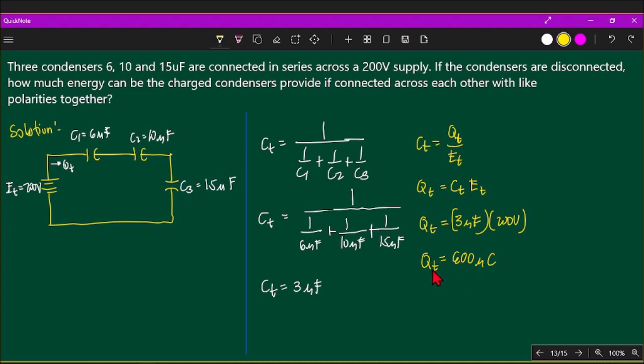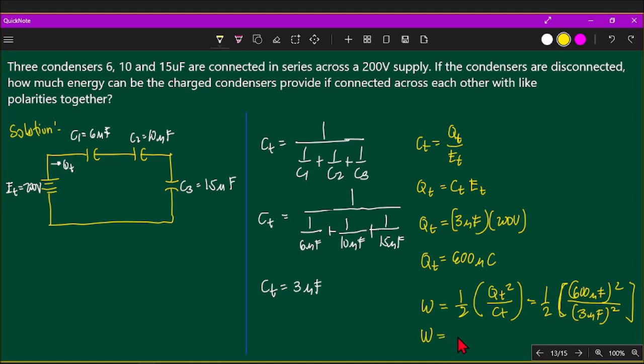So to get now our total energy, given the charge and the capacitance, we could say that the total energy stored, W, is equal to 1/2 the square of our total charge over the total capacitance. So we have 1/2 times (600 microcoulomb) squared over 3 microfarad. For this one, we use a bracket because we have the square.